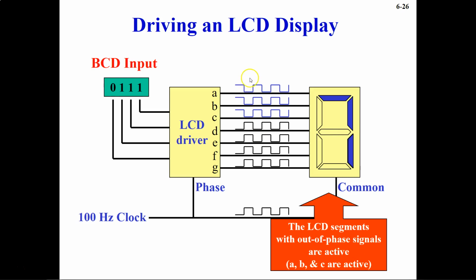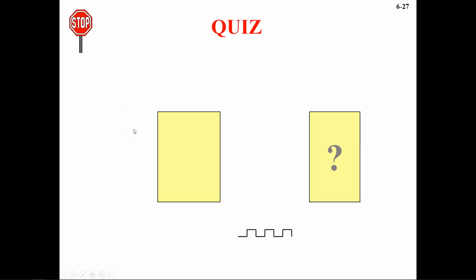If you compare the ABC waveforms with the rest of the segments, when this is high, all these three are low, and when this is low, this is high. So this is out of phase with the rest of the segments. When this happens, our LCD will be turned on, and we have 7 if this input is given. Now next is the quiz.